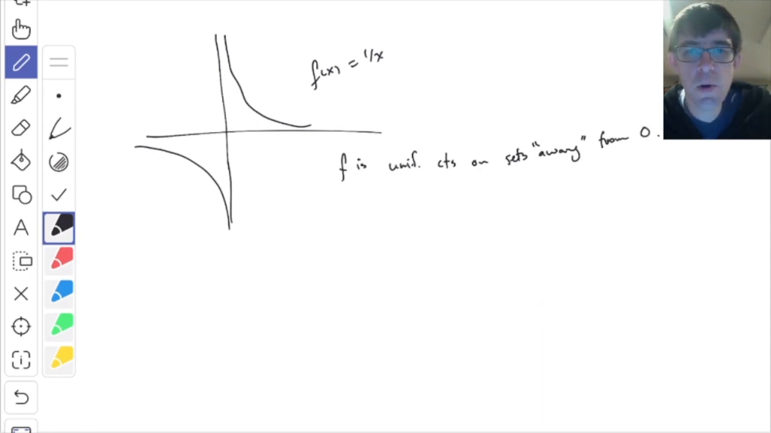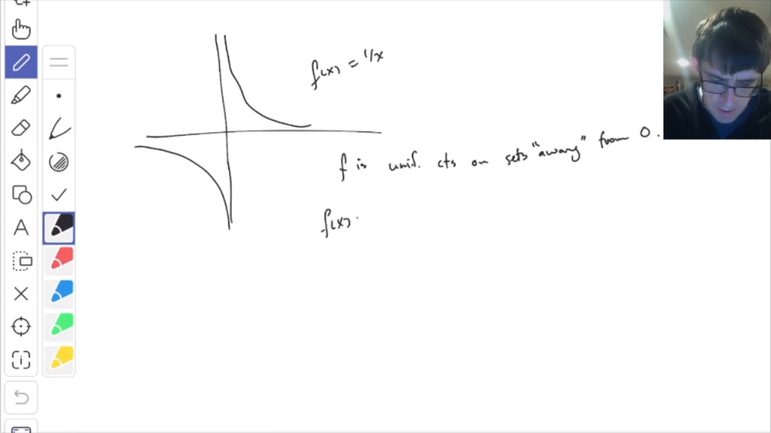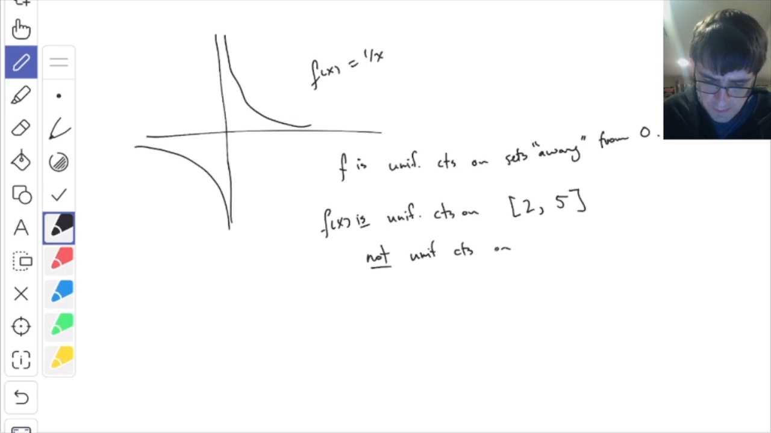Because near 0, it is not uniformly continuous, because near 0 the slopes become arbitrarily large, which ends up making the deltas become super small for those points. Uniformly continuous on sets away from 0, for example, f of x is uniformly continuous on, say, this set, 2 to 5, but it is not uniformly continuous on this set, say 0 to 1.